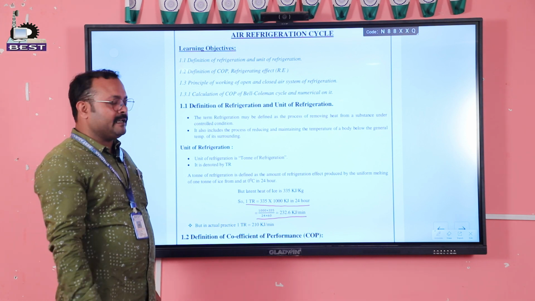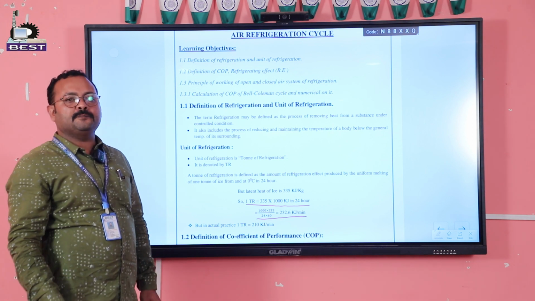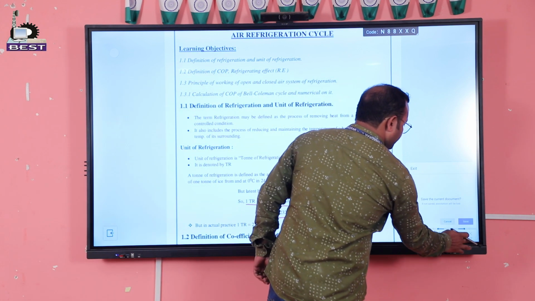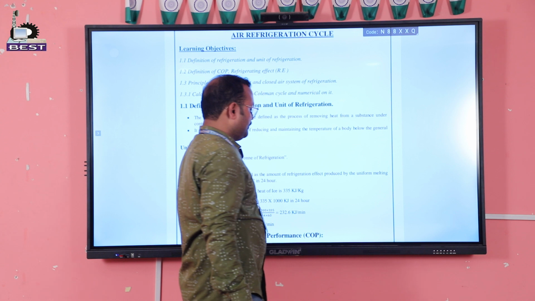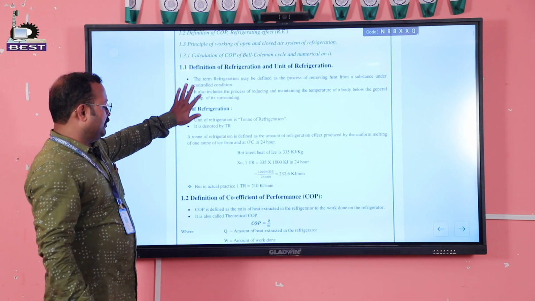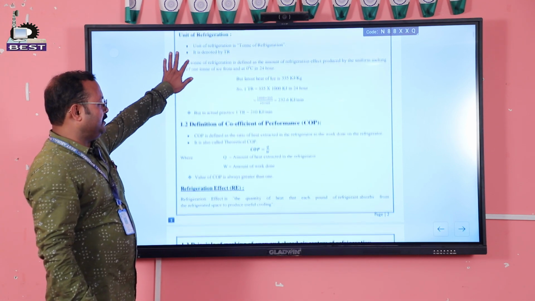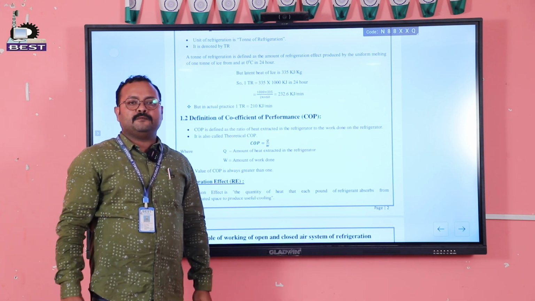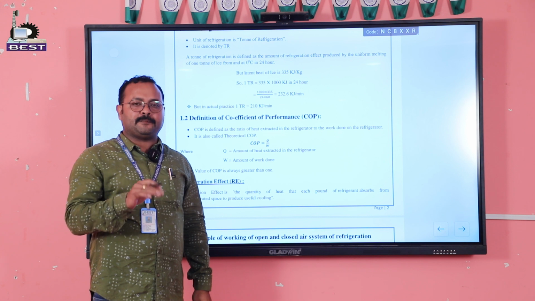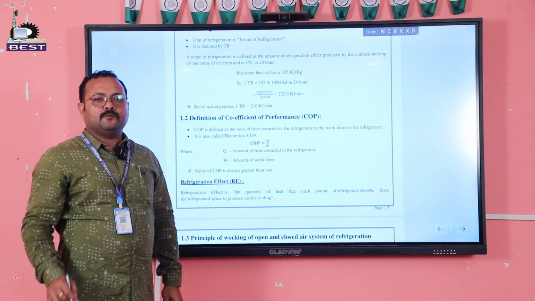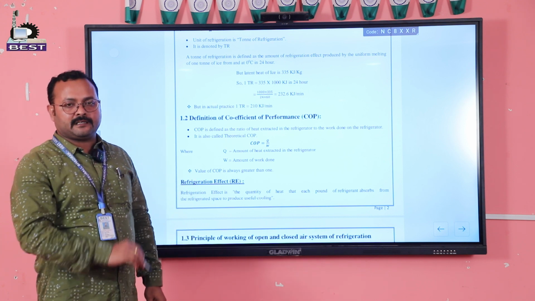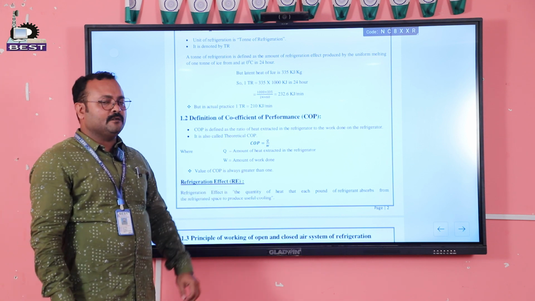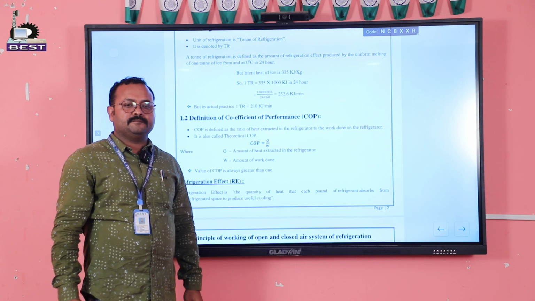Okay. Then we have to discuss about coefficient of performance. COP, its short form is COP, coefficient of performance. It is the ratio of heat extracted from the refrigerator to the work done on the refrigerant. Its mathematical expression is COP equal to Q by W.